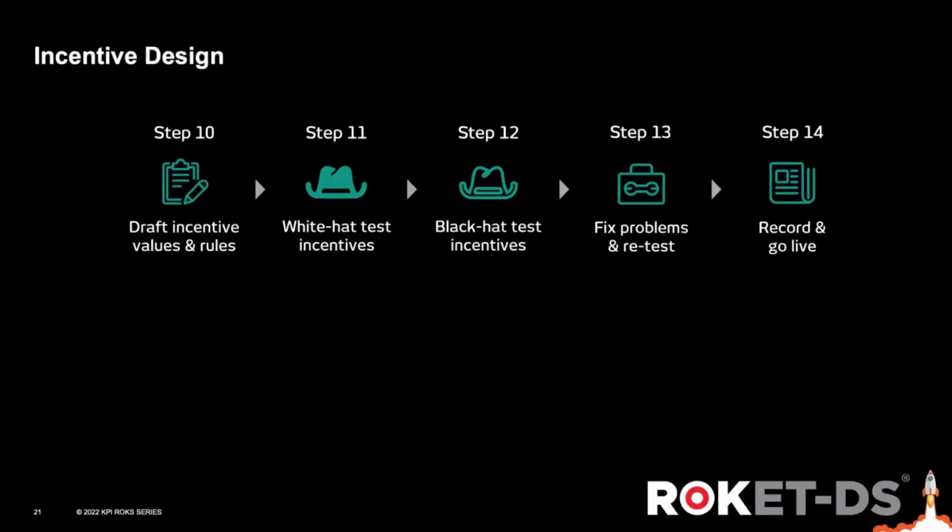In terms of incentive design, this is a continuation, simple, and not going too long. But then again, you need to draft values and rules. In step 11, you need to white hat test your incentives again. Then you also need to black hat your incentives. And finally, you fix, retest, record, and go live. It's always, as you see, the same process.